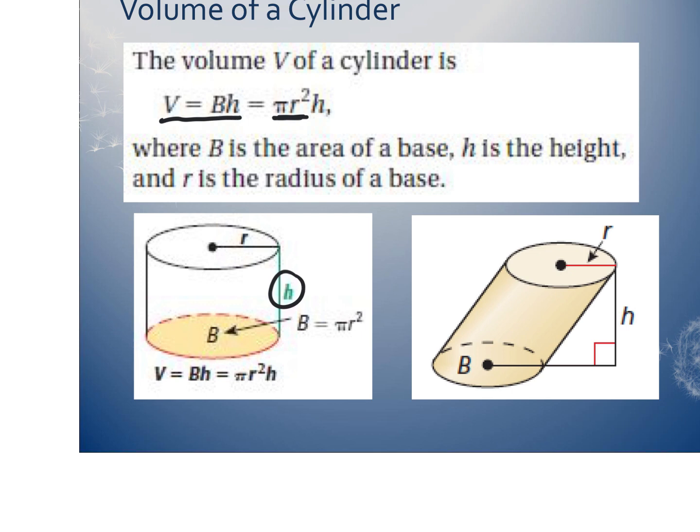Or you also may see a slanted cylinder, where your H is going to be the perpendicular distance from the top base down to the bottom.